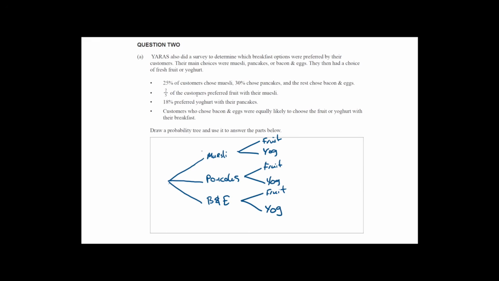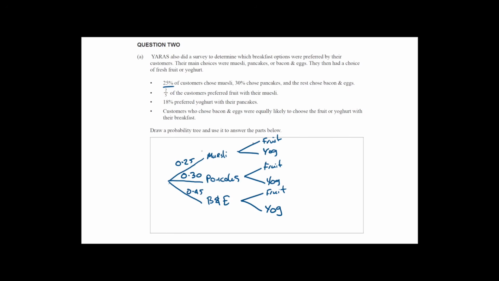So then let's put in the numbers. 25% of customers chose muesli. I'm going to put these in as decimal fractions so I can multiply them through a bit later on. So 25% is 0.25. 30% chose pancakes, so 0.30. And then that's 0.55. So the rest chose bacon and eggs. So that's going to be 0.45.